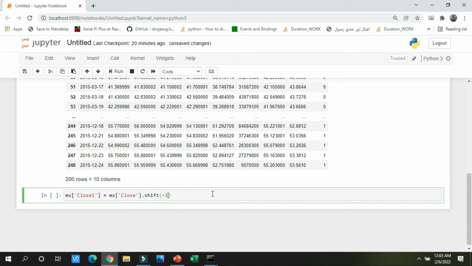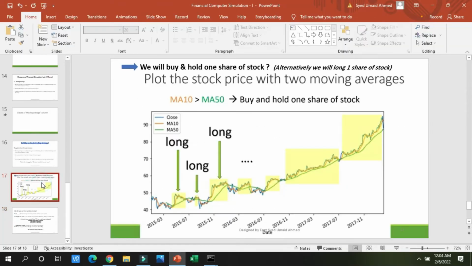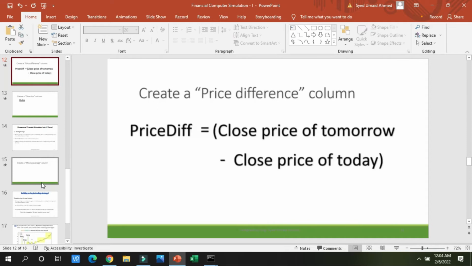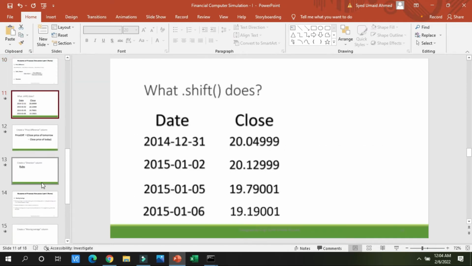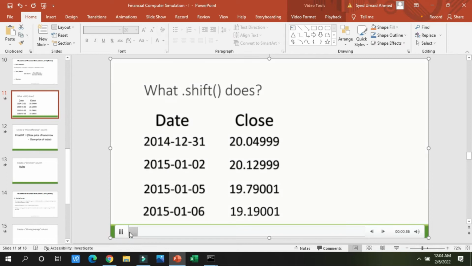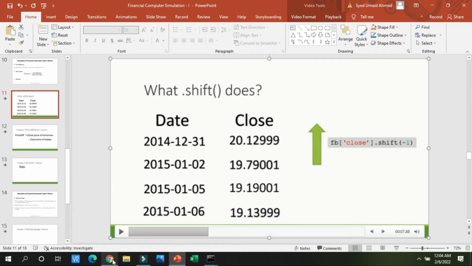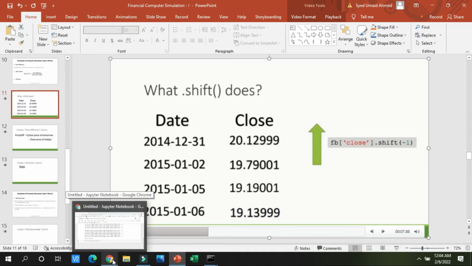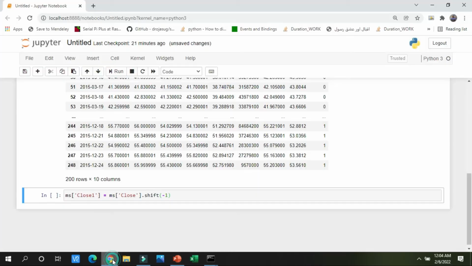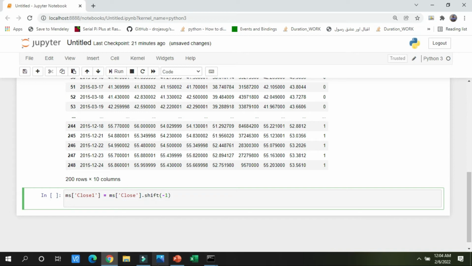What does this shift of -1 mean? I want to show you a video demonstration so you can get the proper idea of what this shift does. See here what this shift -1 does. See this video. If I use shift -1 for price difference, it will delete the first value and shift all the values up by 1. So in this way we will calculate the price difference between the price of today and tomorrow. Okay, so I make the new column named close one, shifting all the values by -1. So this is the revision part.